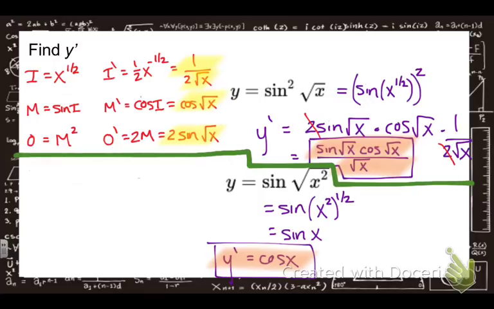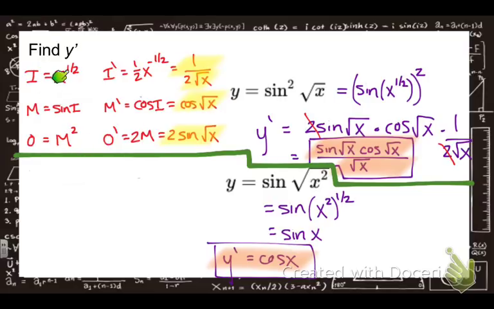Alright, so here are the answers to both of these problems. For the first one, I rewrote it, so this square root of x you can rewrite as x to the 1/2, and then don't forget when you have this squared here, it means the whole thing is being squared. So we have an inside, which is x to the 1/2, I set that up here. We have the middle, which is sine of the inside, I set that up right here. And we have the outside, which is the whole thing being squared, so the middle being squared.